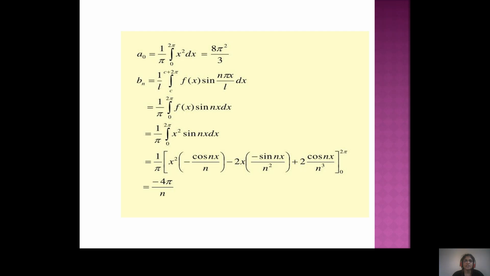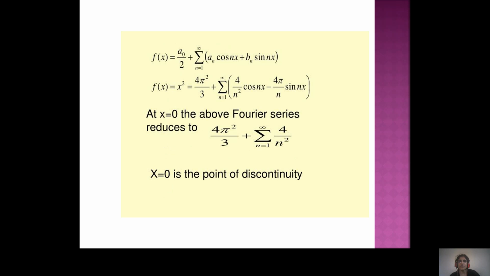So 1 by pi, x square into minus cos nx by n, minus, a into b form, minus 2x into minus x square, that is nothing but sin nx. So minus sin nx by n square plus 2 into cos nx by n cube, from 0 to 2 pi. So we get the value minus 4 pi by n. For that you get the value f of x is equal to x square, that is equal to a0 is 4 pi square by 3, and summation of n equal to 1 to infinity. An means 4 by n square cos nx and bn is minus 4 pi by n sin nx.